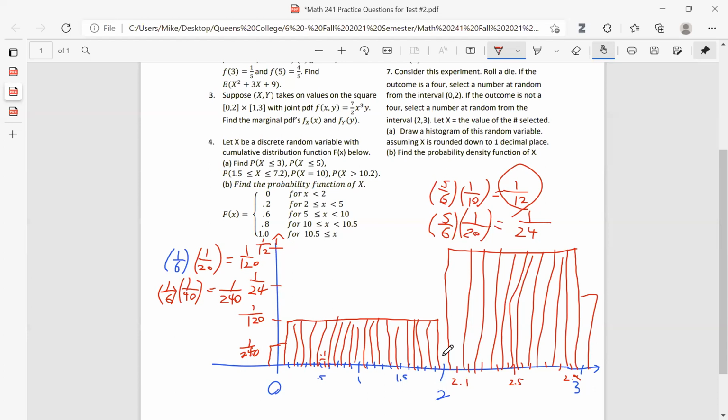And then to round to 2, you can either round up to 2, which has a 1 over 240 chance, the same as the probability of rounding down to 0, or round down to 2, which has the same probability as rounding up to 3, which is 1 over 24. So 1 over 240 plus 1 over 24 is equal to 11 over 240. That's a little bit more than 1 over 24. And so that probability, 11 over 240, is the height of the bar at 2. Okay, and so there you go.